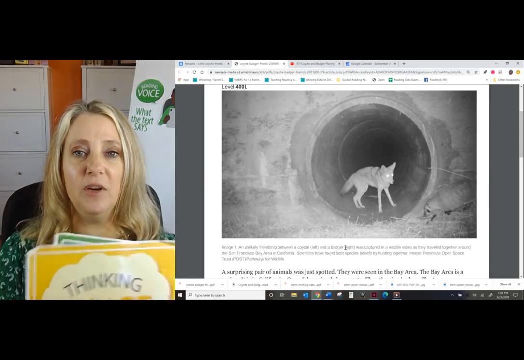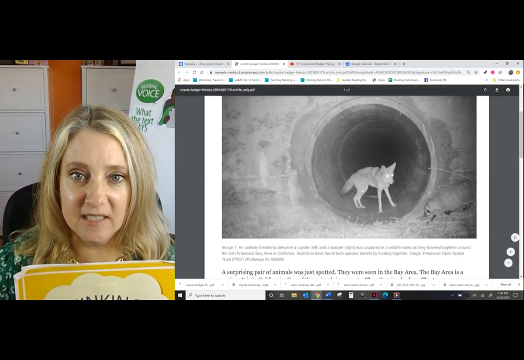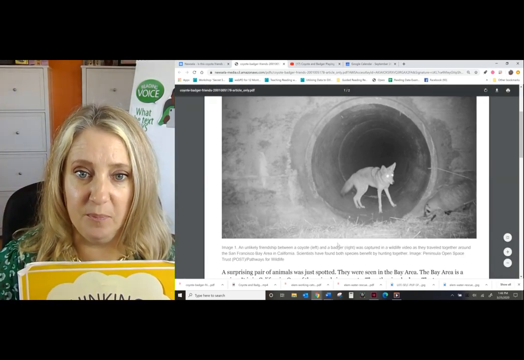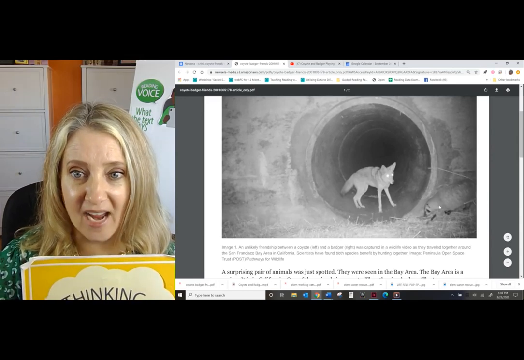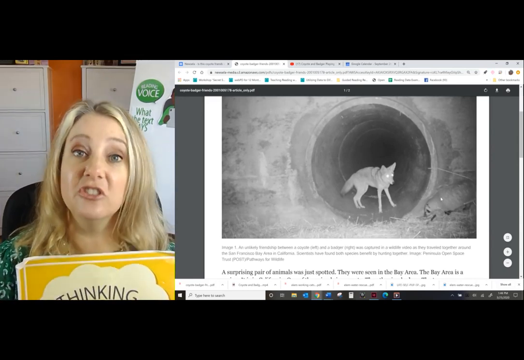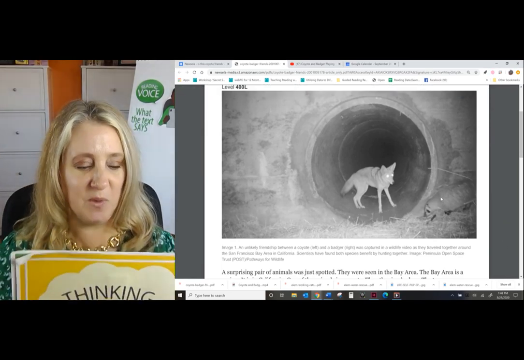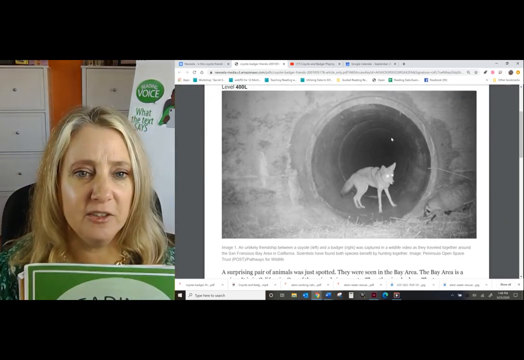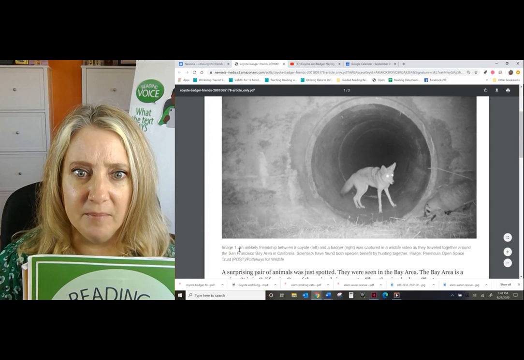Oh, yes, my thinking voice. The left means it's the coyotes on the left side of the picture, and the badger, right, that's on the right side of the picture, just in case I didn't know which one was which. So I'm going to go back to reread because I was having a thought in the middle there and I lost track.